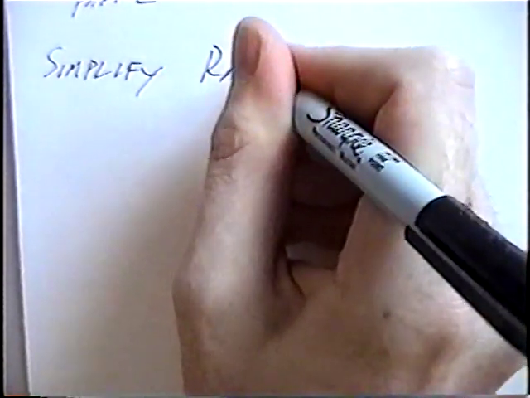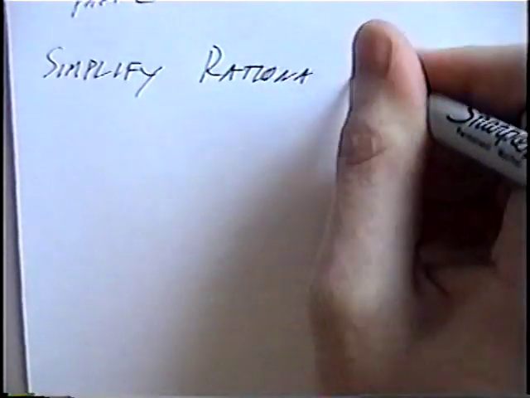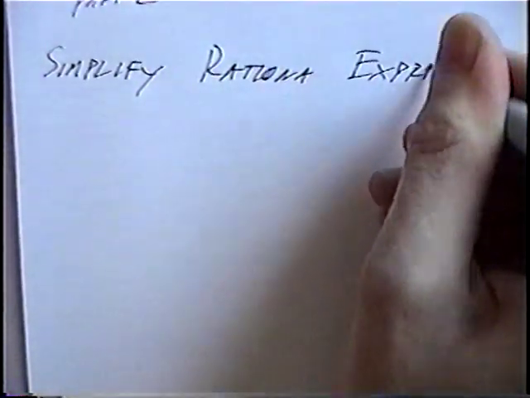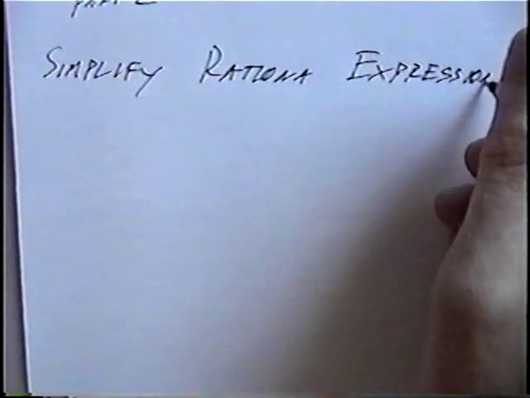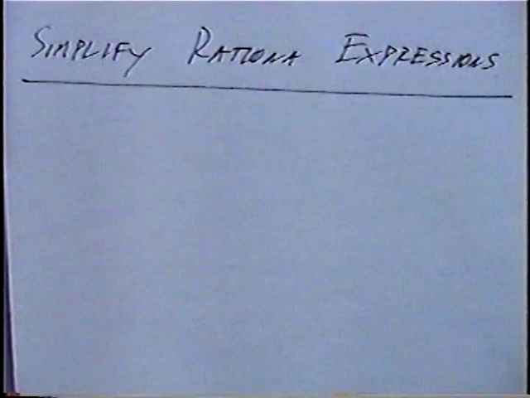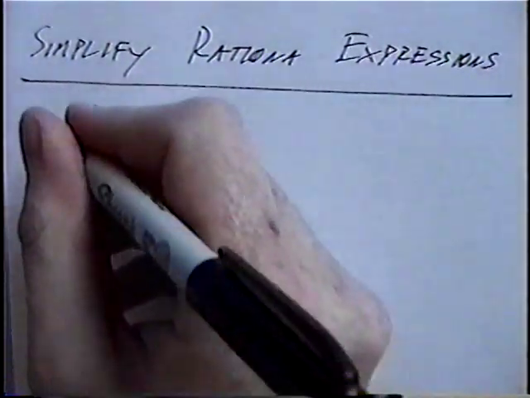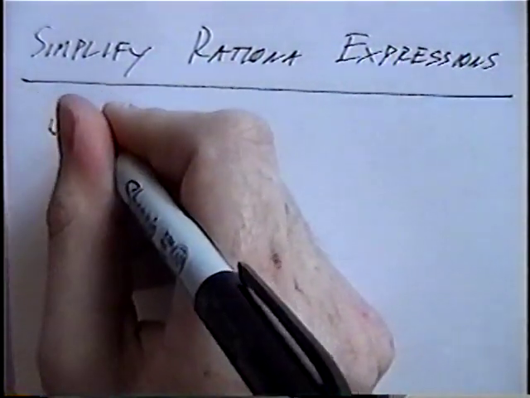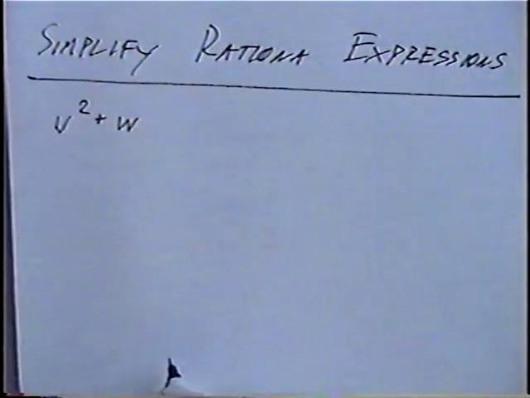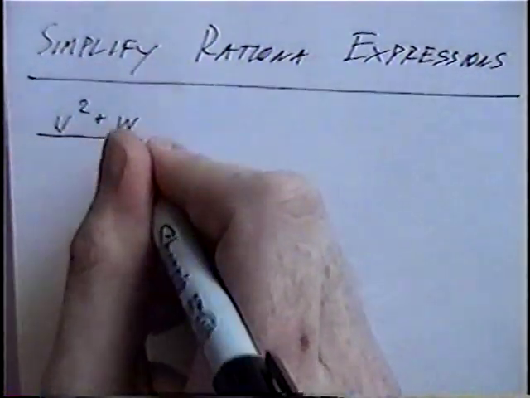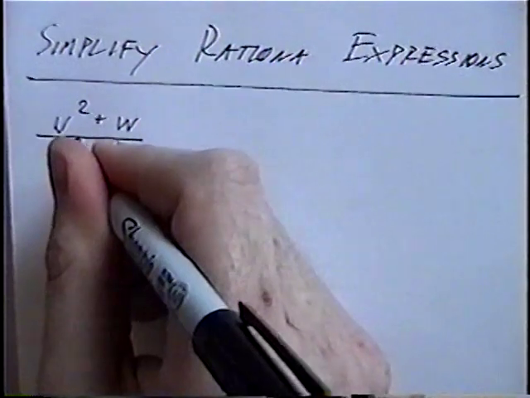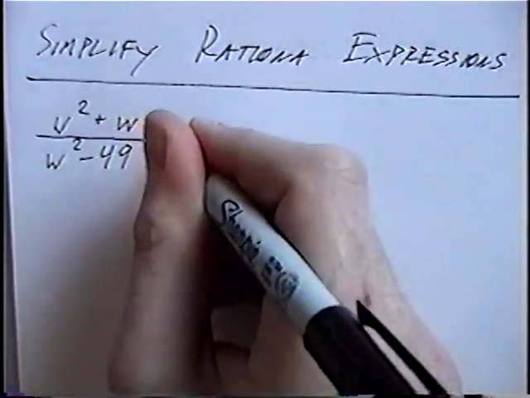The first section of notes today is titled Simplify Rational Expressions. The first problem today is w squared plus w divided by w squared minus 49.